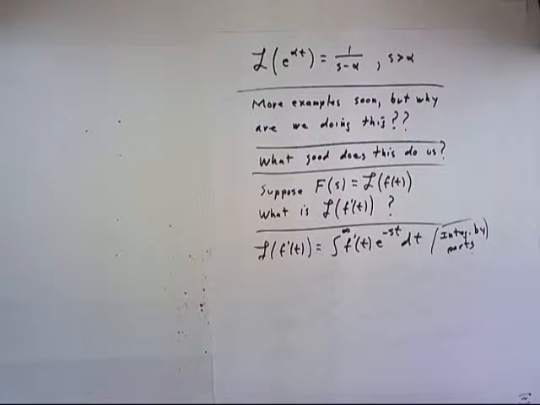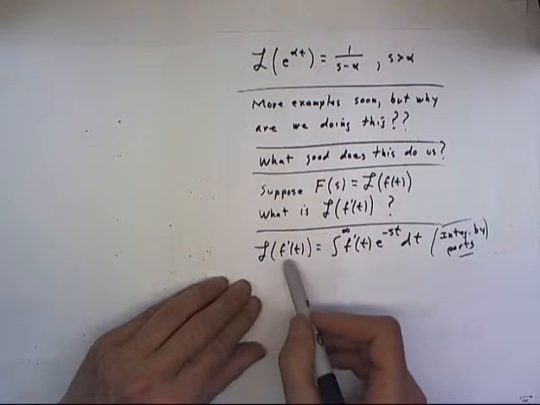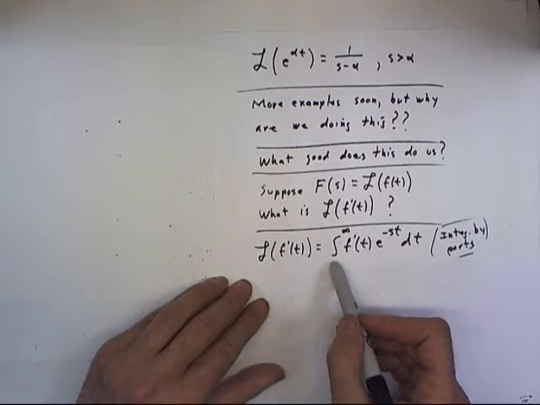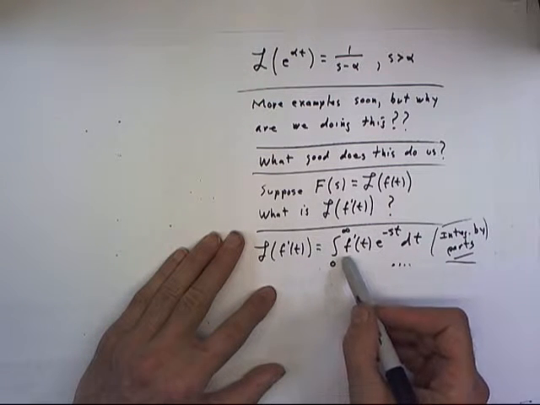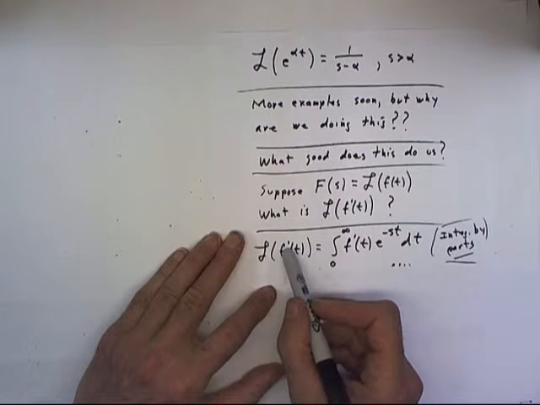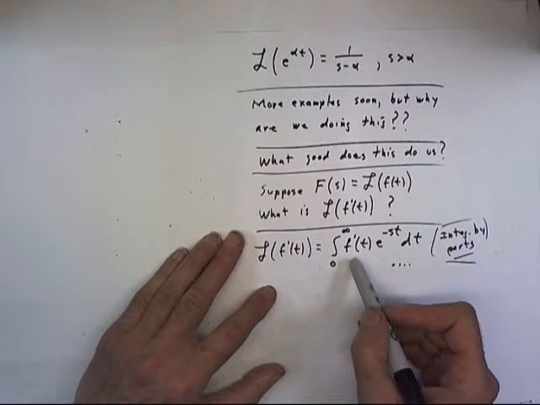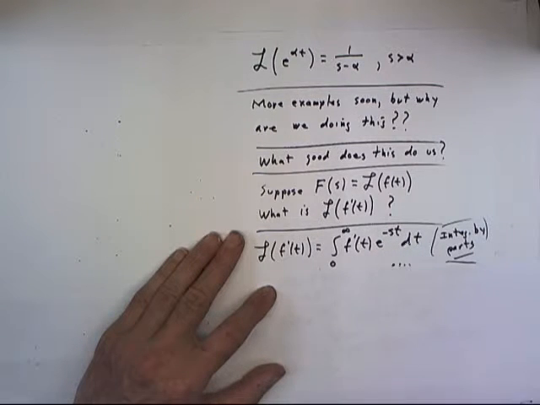So, let's write down the definition. The Laplace transform of f prime of t is the integral from 0 to infinity of f prime of t times e to the negative st dt.